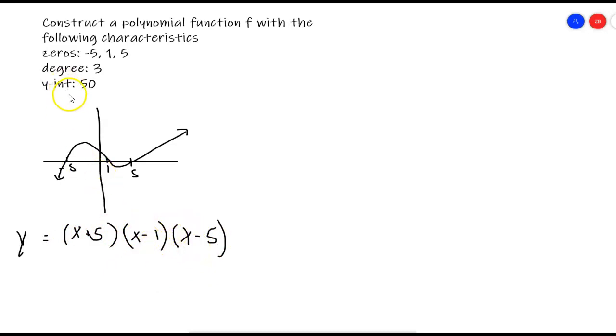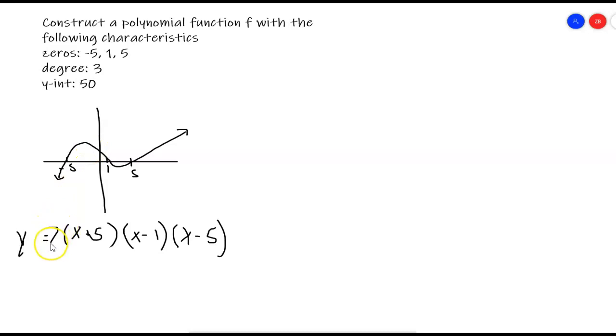The last thing it says is we want the y-intercept at 50. So let's take a look right now if we just multiply all the constants together and see what we get. We get 5 times -1, which is going to be a -5. -5 times -5 is going to be a +25. So right now, if we multiplied all 3 of these factors together, we'd have an x cubed starting this polynomial, and we'd end with a +25. Now we want to end with a +50, so what can we do there?